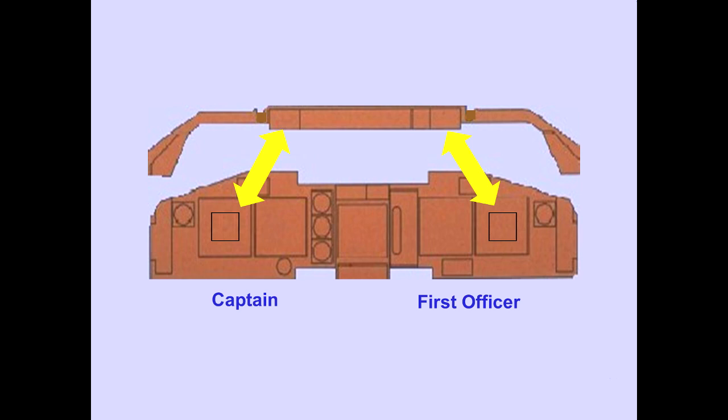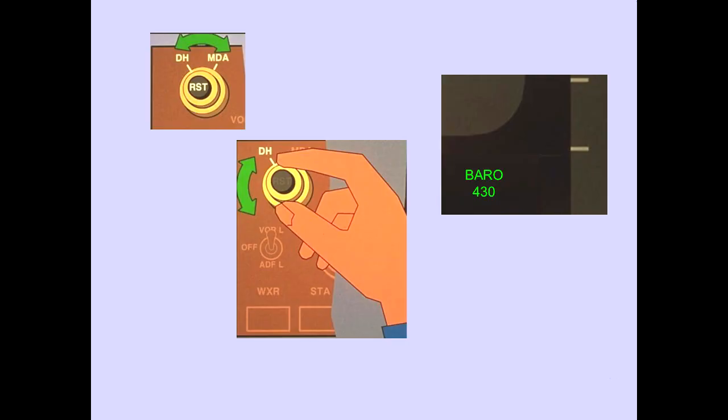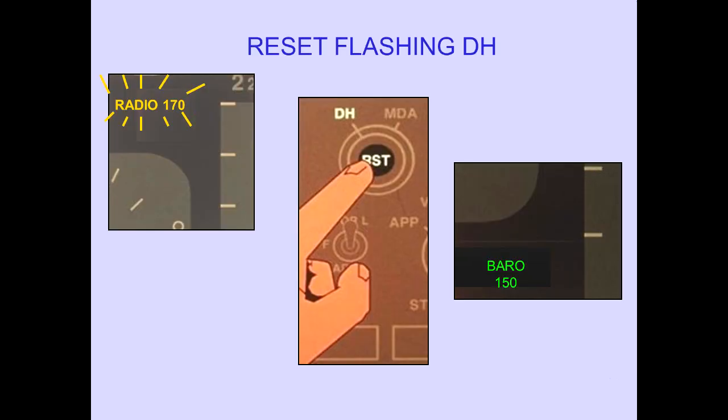The EFIS control panel is used to select decision height, minimum descent altitude, altimeter metric reference, and barometric pressure. Rotating the outer selector selects decision height or minimum descent altitude. Pushing the reset switch resets the flashing DH. The display returns to normal. There is no MDA alert.